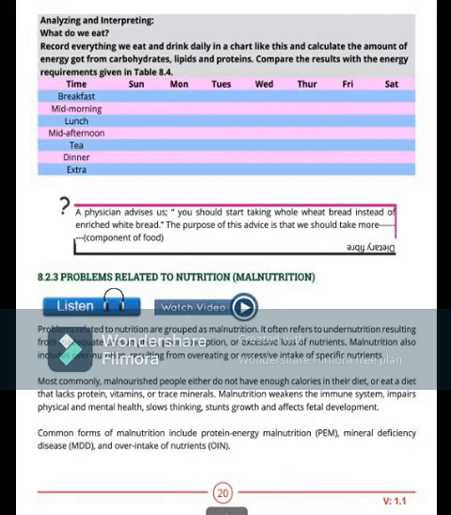So most commonly, malnourished people either do not have enough calories in their diet or eat a diet that lacks protein, vitamins, or trace minerals. Malnutrition weakens the immune system, impairs physical and mental health, slows thinking, stunts growth, means that a person can't grow properly, and affects fetal development. Common forms of malnutrition include protein energy malnutrition, mineral deficiency disease, and over intake of nutrients.